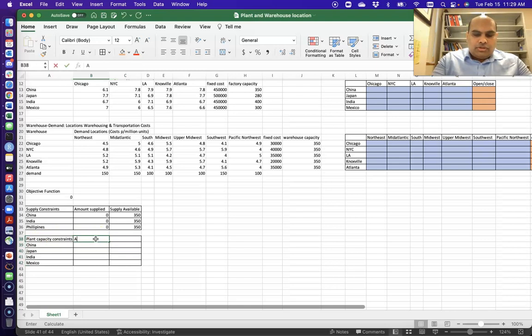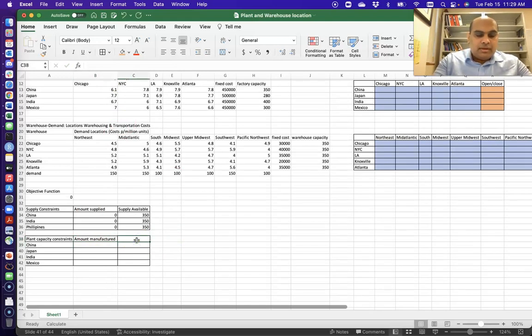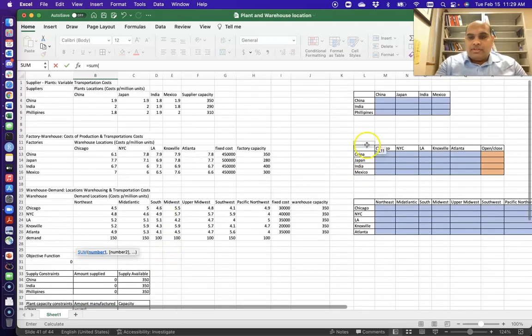So this is the amount supplied, the number manufactured. I can say amount manufactured. And it really, frankly, doesn't matter. Well, let's say amount manufactured and amount supplied. Capacity. So the amount manufactured is the total amount manufactured in the plant. So everything that's manufactured in the Chinese plant and shipped to the Chicago, New York, LA, Knoxville, and Atlanta warehouses.